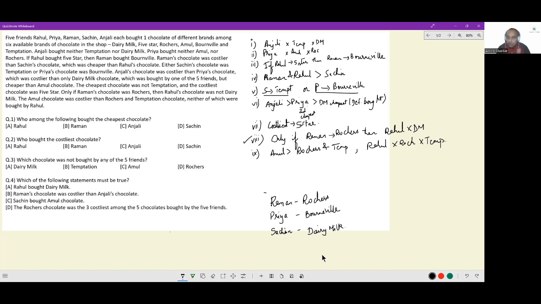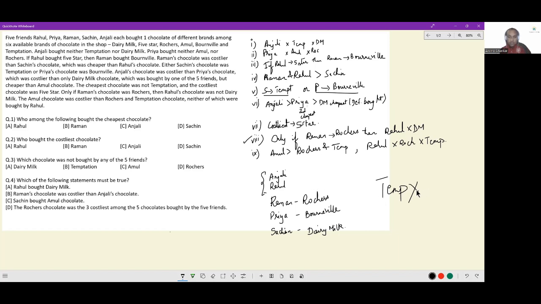Now, Rahul is not buying Rochers, not buying Temptation. Okay, the two people that are left, I don't know the order in which they come, but we have Anjali and we have Rahul. It could be anything. But I know from the first point, Anjali is not buying Temptations. And I know from the last point, Rahul is not buying Temptations. So I can say Temptations is the chocolate not bought by any.